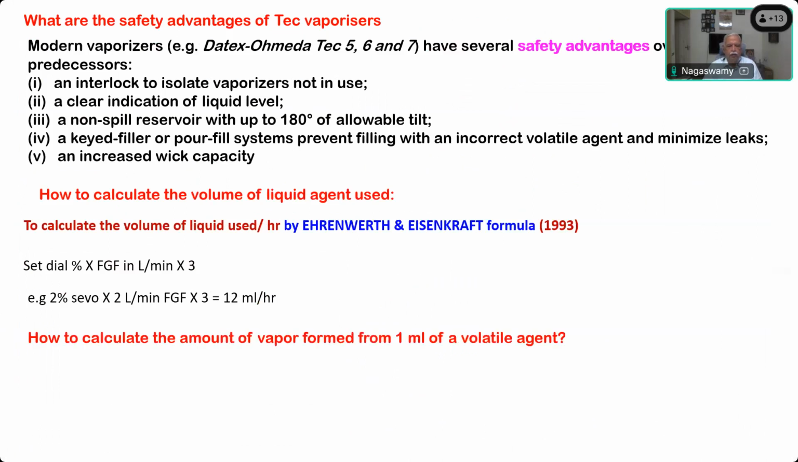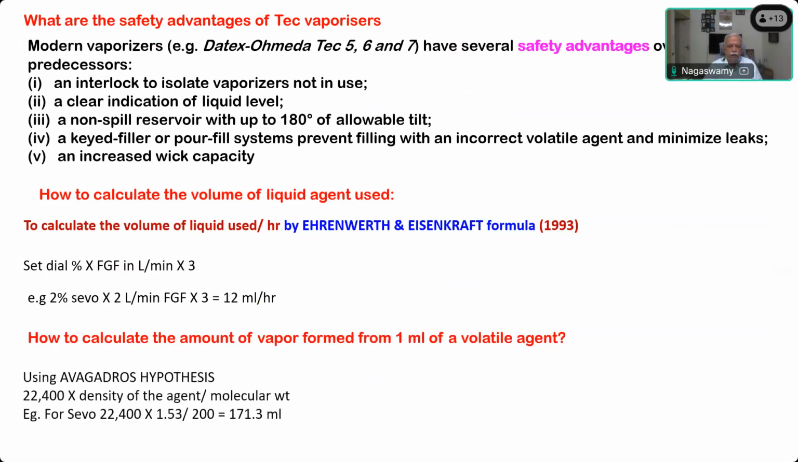How to calculate the amount of vapor formed by 1 ml of volatile agent? For this, you have to know Avogadro's hypothesis. 22,400 multiplied by density of the agent divided by molecular weight will give you the vapor from 1 ml.